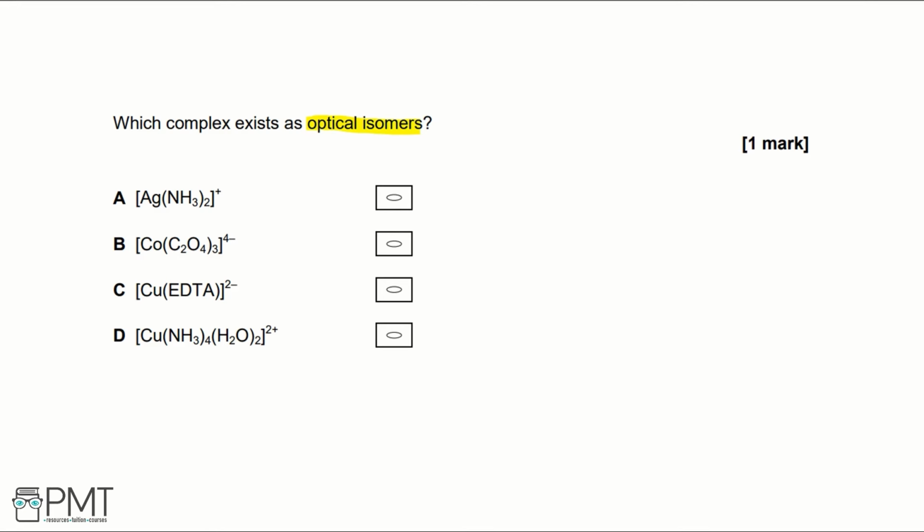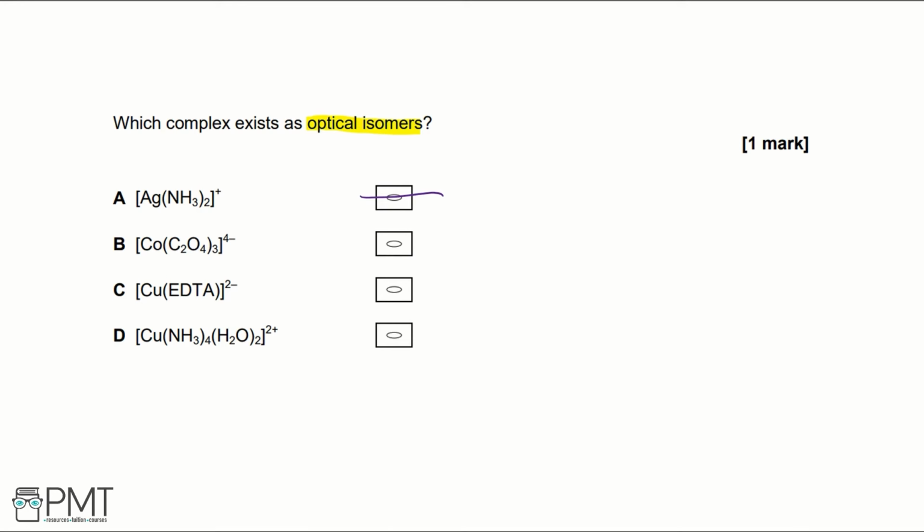So that immediately eliminates A, because this isn't tetrahedral or octahedral. You've only got 2 ligands, and for it to be tetrahedral you need 4 points where it bonds to the metal ion, and for it to be octahedral you need 6, and so it can't be A. Then we're looking at B, C and D.